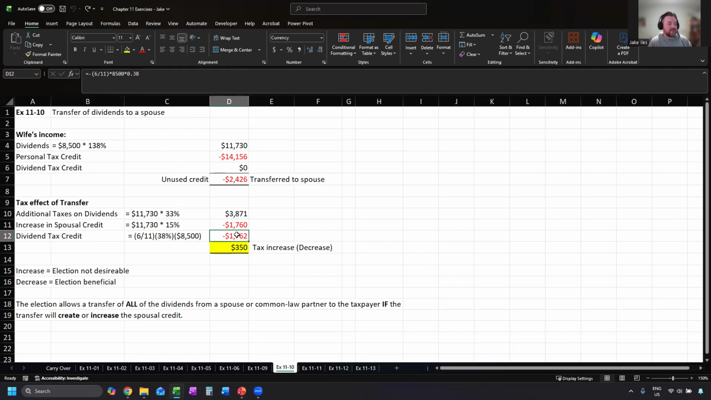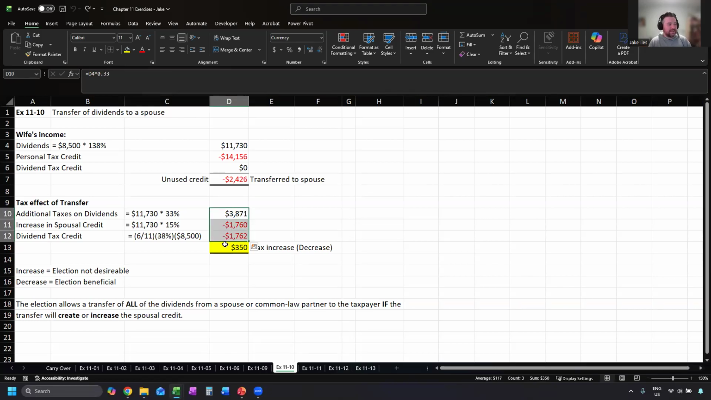We'll also save an additional 1,762. That takes 38% of 8,500. That's the gross up. So 38% of 8,500 is trying to isolate that gross up portion that's supposed to represent taxes already paid by the corporation. And the federal portion of that gross up is 6/11ths, if you remember this when we talked about dividends. So 6/11ths of the gross up is 1,762. So our taxes increased by this much, and then they got reduced again by 3,521.